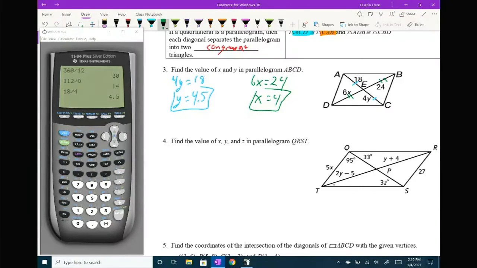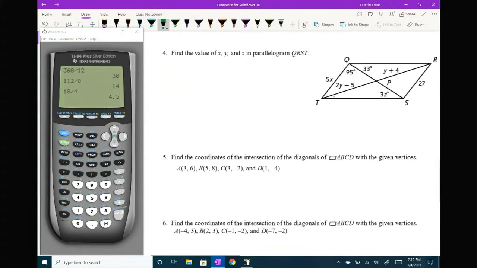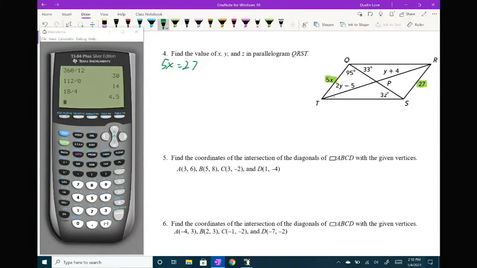On number 4, I've got 3 different variables that I need to solve for. So let's look at this. I've got 5x here. Now, I know I'm on parallelograms. Opposite sides are congruent, so look over the other side, and there's my 27. So I know that 5x is equal to 27. Divide both sides by 5, and I get 5.4. Now, I also know that diagonals bisect each other, so I know here that these two pieces are going to be congruent.